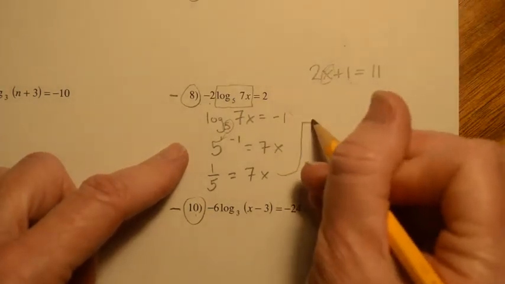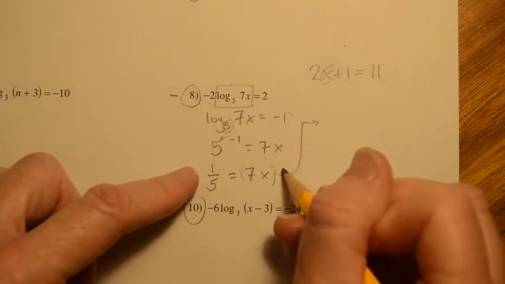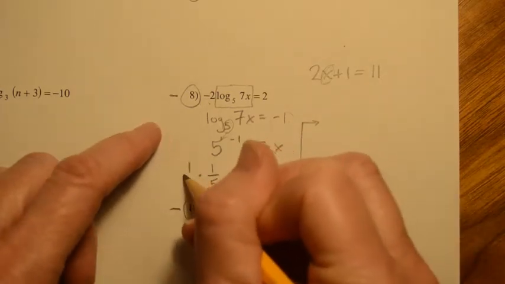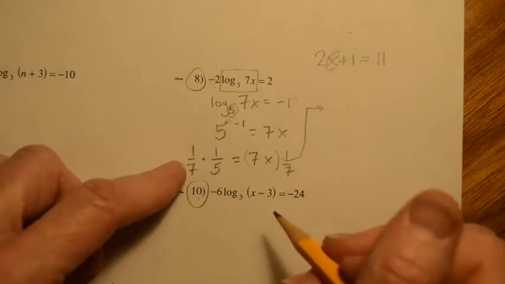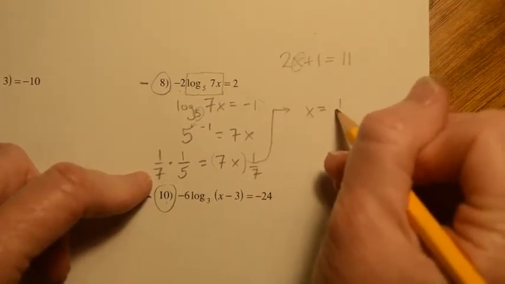All right. Then I'm going to multiply both sides by 1/7. You could also divide by 7, but I think it will be visually a little bit easier if you just multiply both sides by 1/7. And we end up getting x equals 1/35.